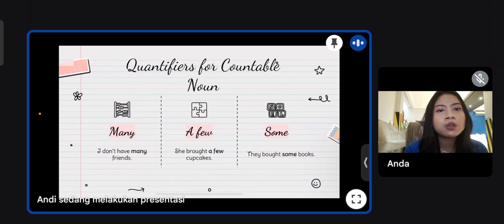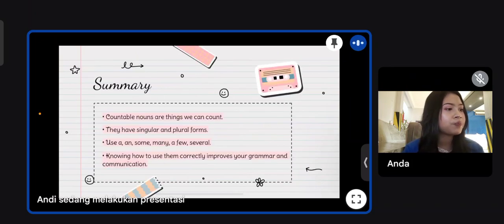Here are the quantifiers for countable nouns. The first one is many. The example is I don't have many friends. The second is a few. The example is he broke a few cupcakes. And the last is some. The example is they bought some books.